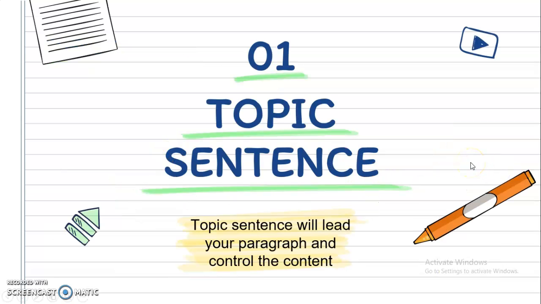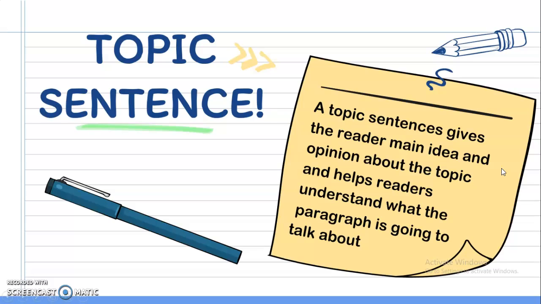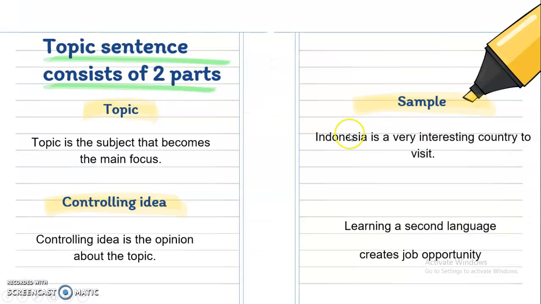Okay, now we go to the topic sentence. The topic sentence will lead your paragraph and control the content. Alright, what is a topic sentence? A topic sentence gives the reader the main idea and opinion about the topic and helps readers understand what the paragraph is going to talk about. Alright, so a topic sentence usually consists of two parts.